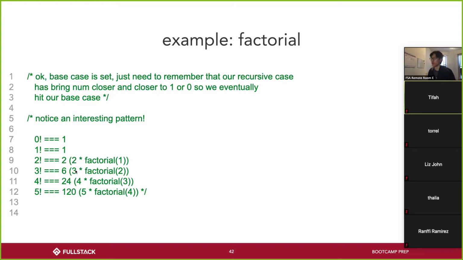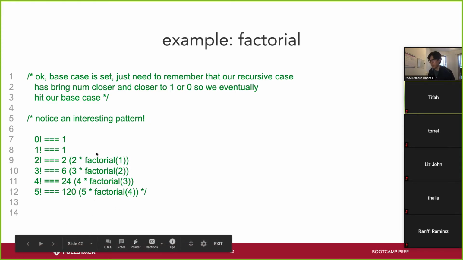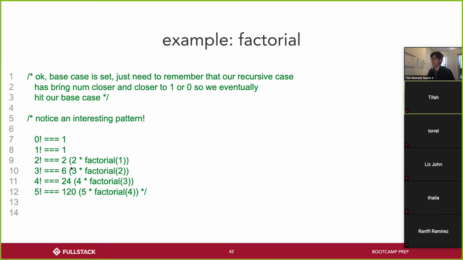So 2 factorial is 2 times 1. 3 factorial is 3 times factorial of 2. And factorial of 2 we know is 2 because we're just manually solving it here. So factorial 3 is 6 because it's 3 times 2. Factorial 4 is 4 times factorial 3, so that becomes 24 and so on. It's important to notice this pattern where a factorial of a number is that number times the factorial of the number before it.